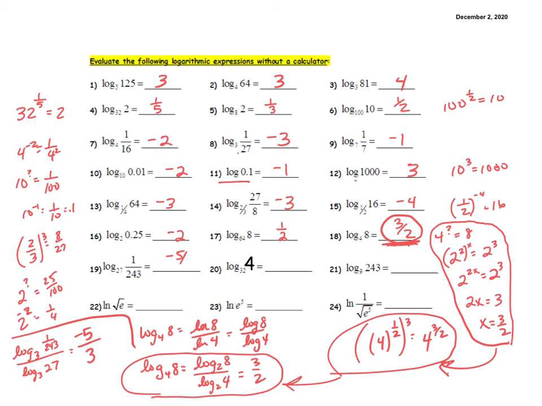The next one, log base 32 of 4, that would be the log base 2 of 4 over the log base 2 of 32. And that's going to be 2 on the top, and it's going to be 5 on the bottom, so it'll be 2/5.